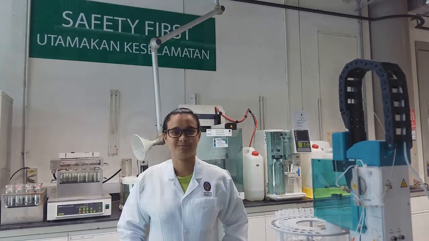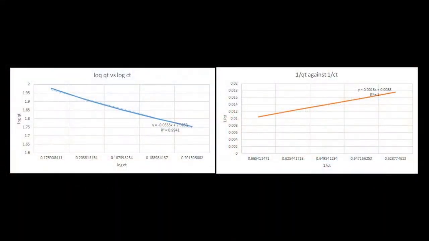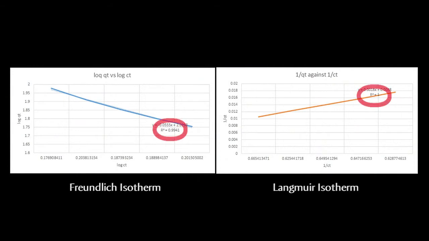methylene blue solution. To study the adsorption isotherm, we plotted the Freundlich and Langmuir graphs. As you can see, the Freundlich graph does not obey the law, whereas the Langmuir graph gives the best fit for this part of the experiment with a regression value of 1.